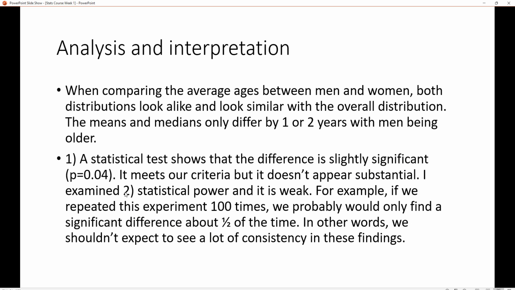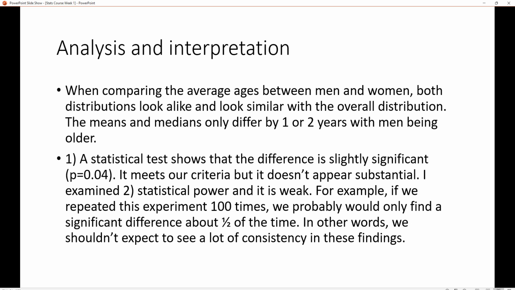I examined statistical power, and it is weak. For example, if we repeated this experiment 100 times, we probably would only find a significant difference about half of the time. In other words, we shouldn't expect to see a lot of consistency in these findings. So a p-value of 0.04 says there is some difference, but how consistent is that difference? Probably not. It's not at all consistent.